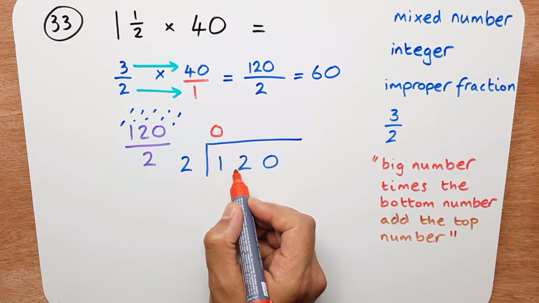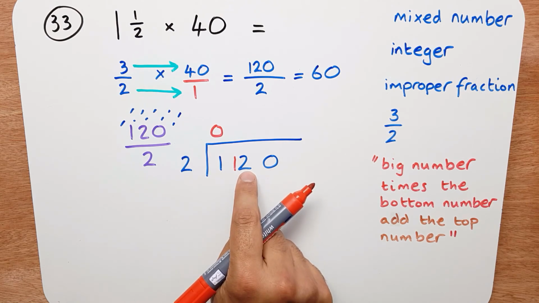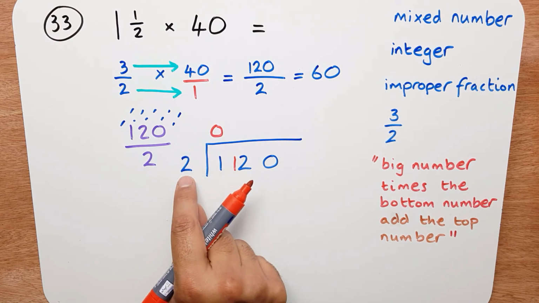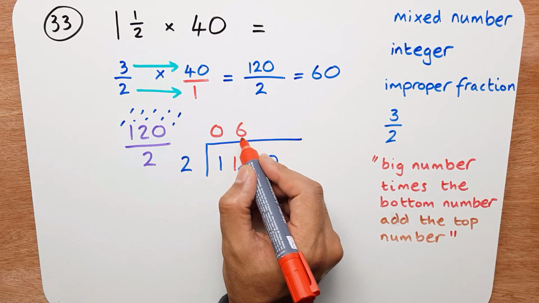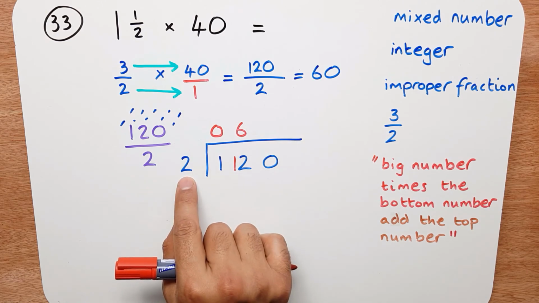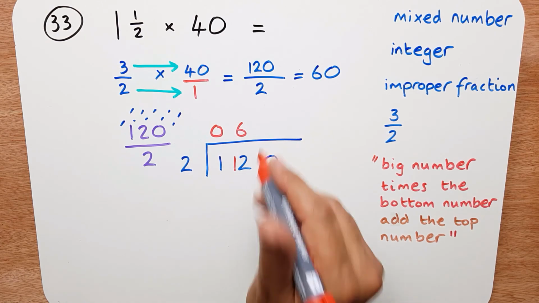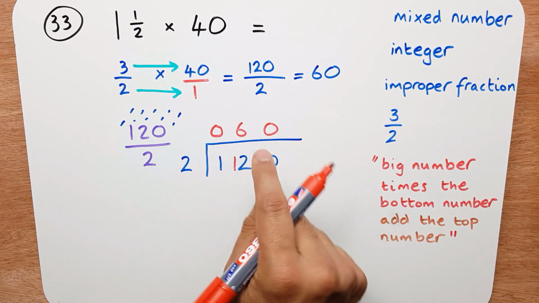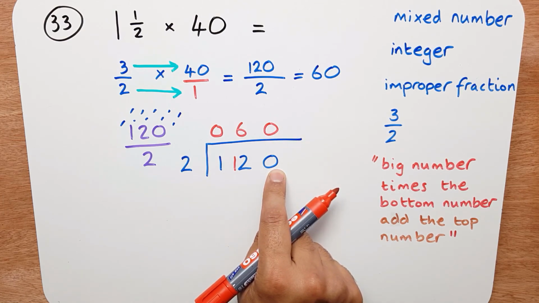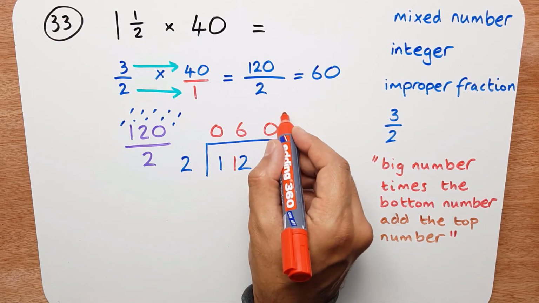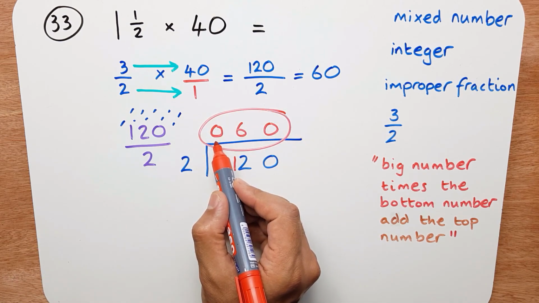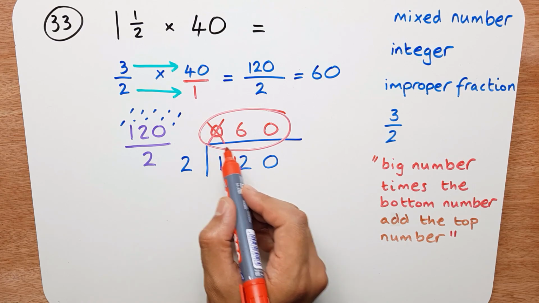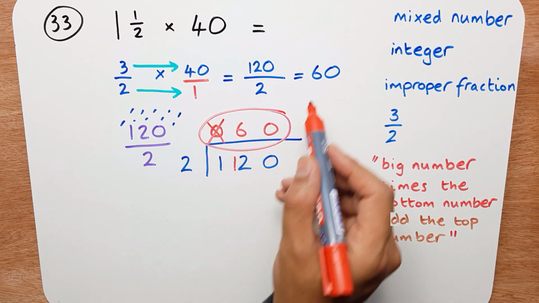It's like a remainder. So now this 2 becomes 12. How many 2's are there in 12? And we did that earlier, and it's 6. And finally, how many 2's are there in this 0? 0. And because there's no more digits, we stop here. And that is our answer. And what did we say about the leading zeros? We can cross them out or ignore those. So our answer is 60 as before.